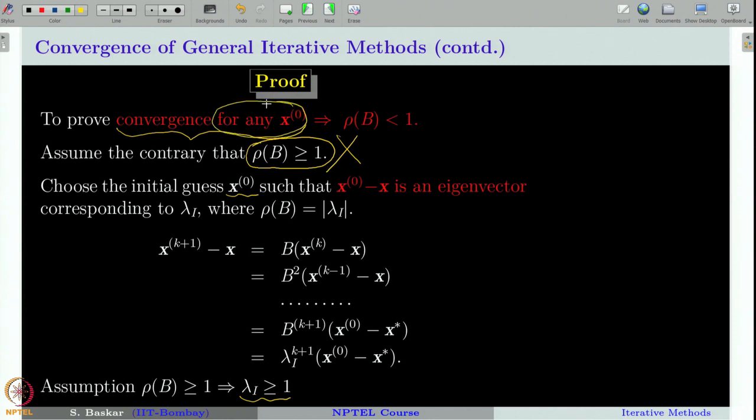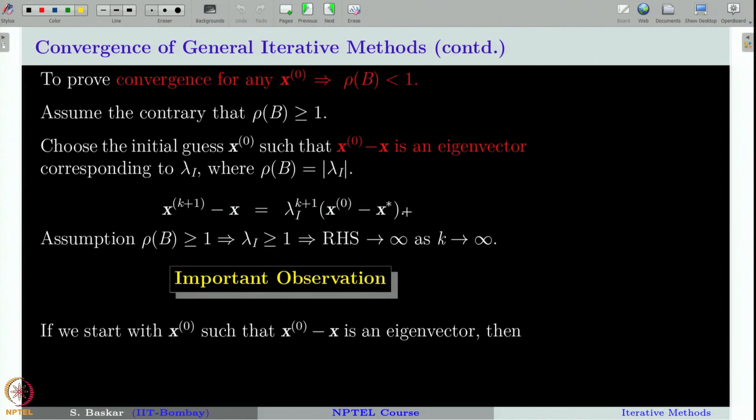For any x naught, if it converges, that will surely imply that the spectral radius is less than 1, and this completes the proof of this important theorem. Let us also have an important observation, which we have already made in the case of the previous theorem on Jacobi and Gauss-Seidel method. You can see that if you are starting with an x naught such that x naught minus x is an eigenvector, again there is a typo here, then this equality shows that if lambda I is very close to 0, then the convergence is going to be faster, right?